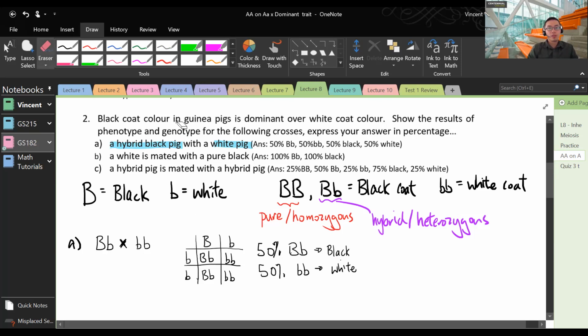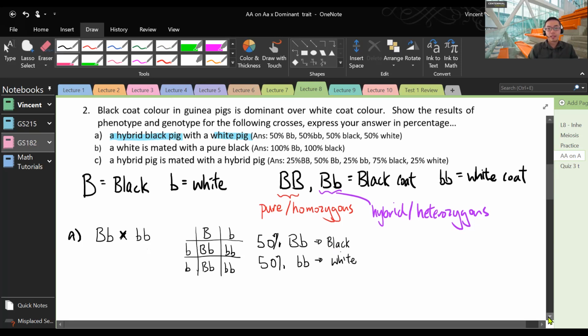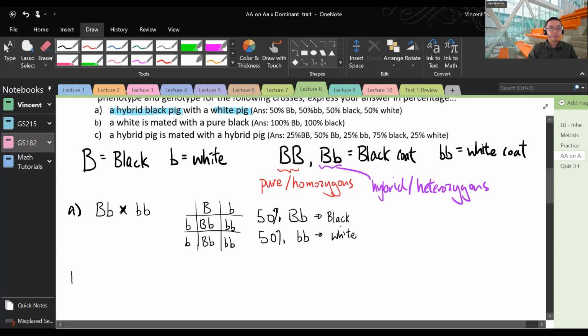Let's just do one more, just for safety. We have a white mated with a pure black. So white by default is small b, cross with pure black, which is big B. How do I know it's big B? Because it's pure. Pure means the same.